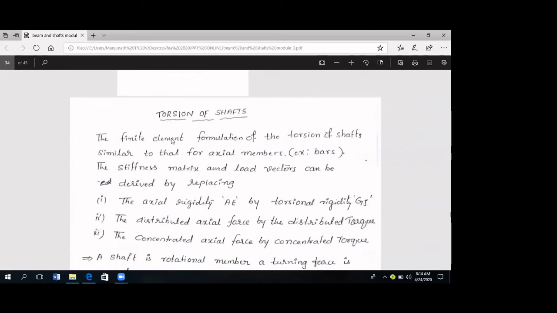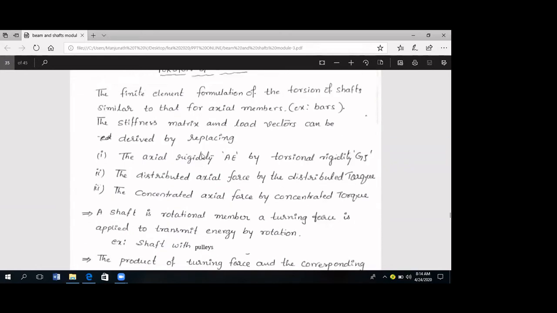In the finite element method, the finite element formulation of the torsion of shafts is going to be carried out. It is similar to the axial members. Okay, axial members means bars. Here in the axial members, the load is applied only axially. The formulation of torsion of shafts is similar to the axial members. The stiffness matrix and load vectors can be derived only by replacing a few terms.